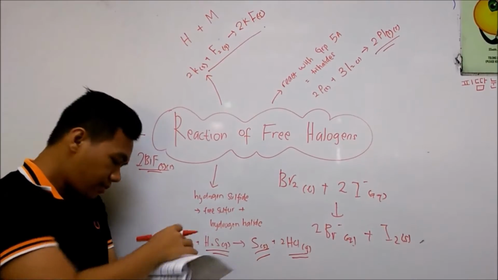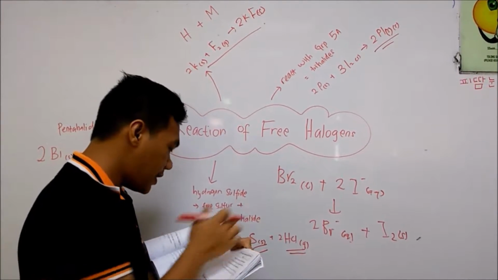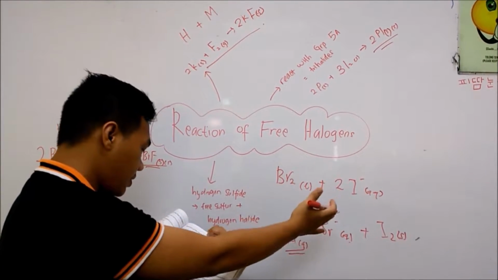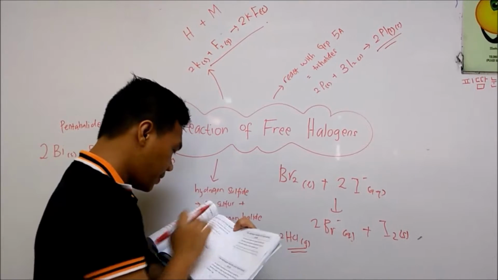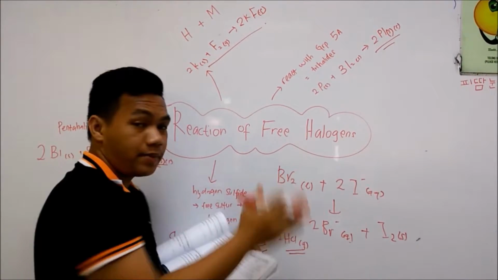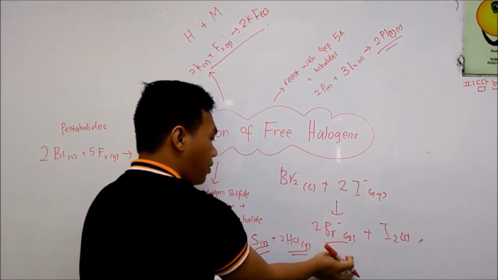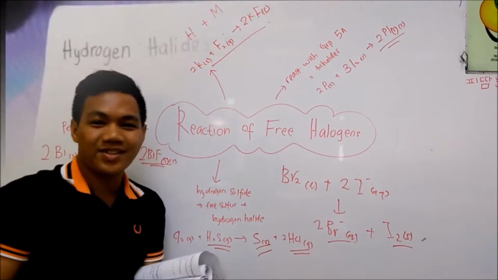And it also will displace the halides of a less reactive halogen, one that is lower down in the periodic table, for example bromine and also iodine. It will produce two bromine and iodine solid.